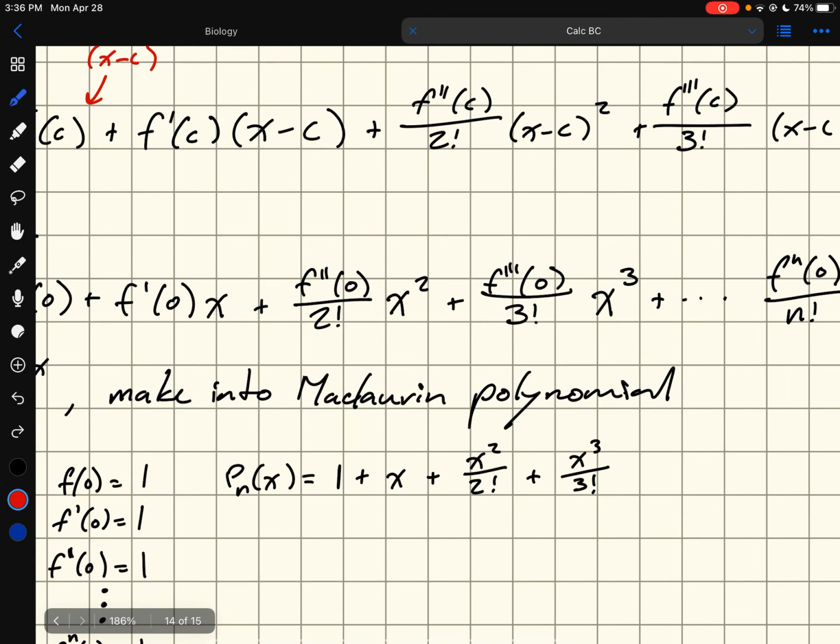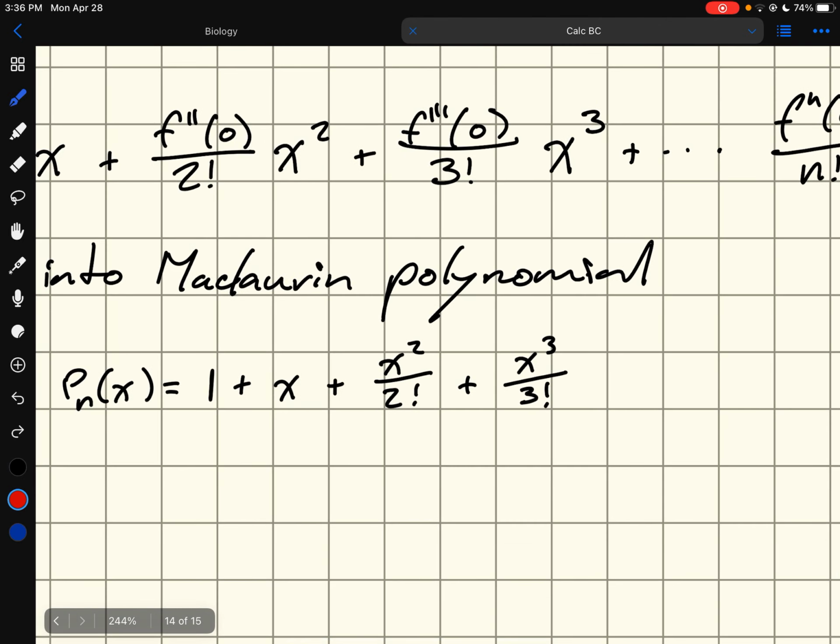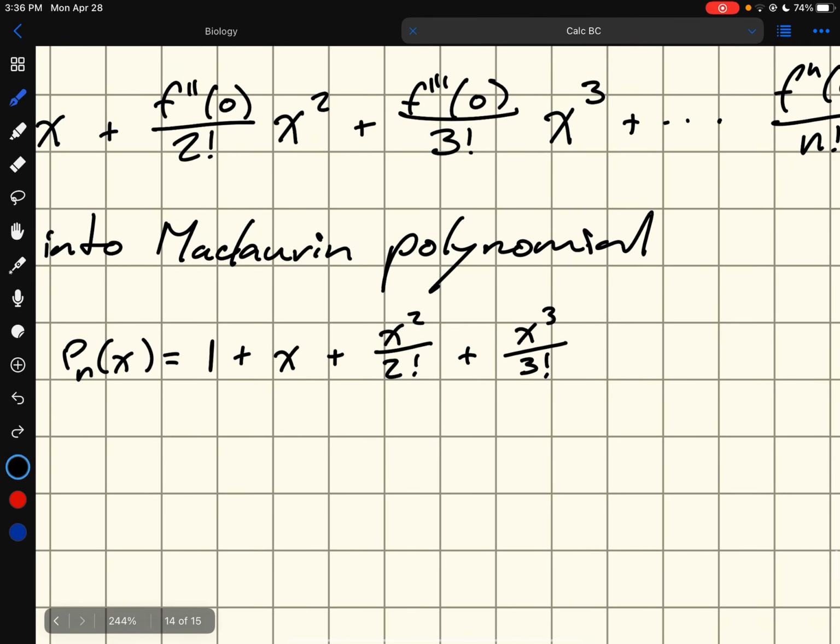So essentially what you can see is this pattern. No matter what derivative we're at, we're always going to be increasing the exponent by 1. So here we start at x to the 0, then we have x to the first, now we have x to the second, x to the third. So the power of the x is increasing by 1. And then another thing that's happening is this factorial is also increasing by 1. So here we have 0 factorial, here we have 1 factorial, here we have 2 factorial, 3 factorial.